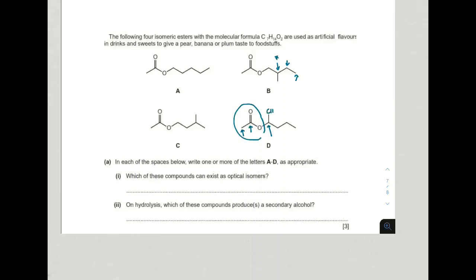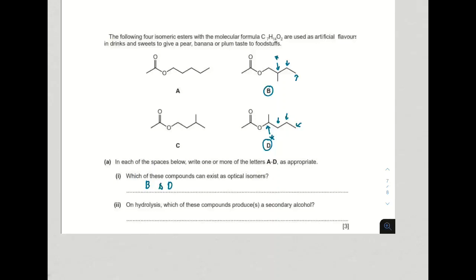Okay, this is going to be CH3, there's 1 H here, and then a different group here. So this is going to be a chiral center. Have a look over here. This is going to be a chiral center. This is going to be a chiral center. The rest are not chiral centers. So in this case, the ones that have a chiral center will be B and D. So I'll just put B and D.